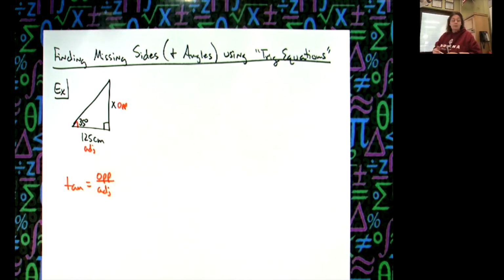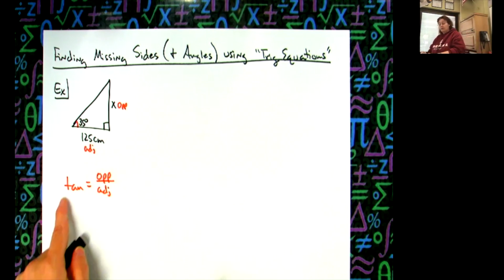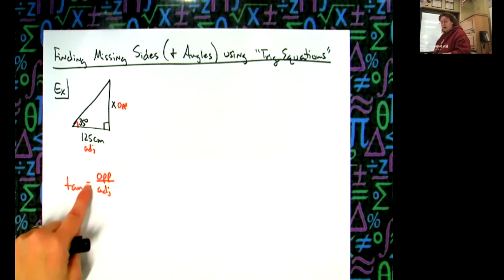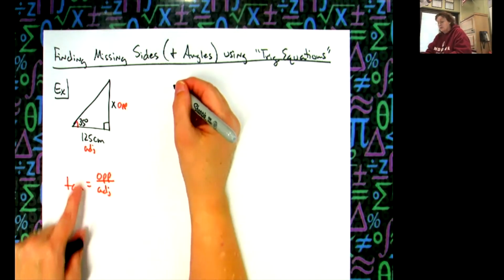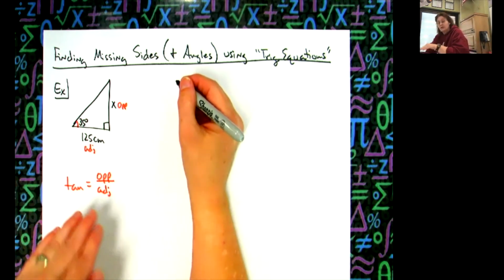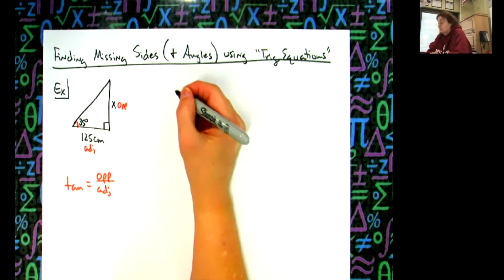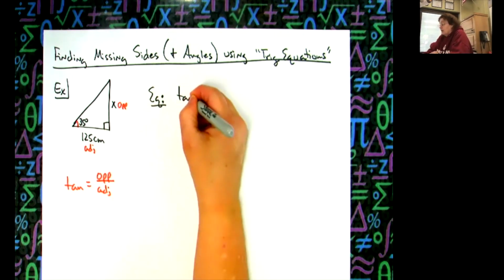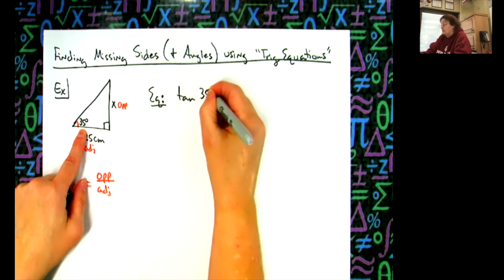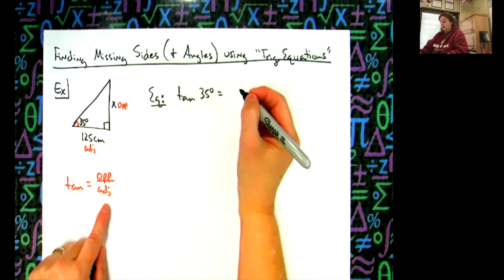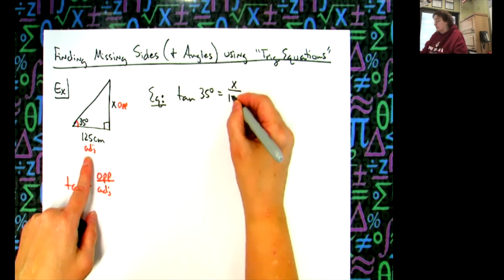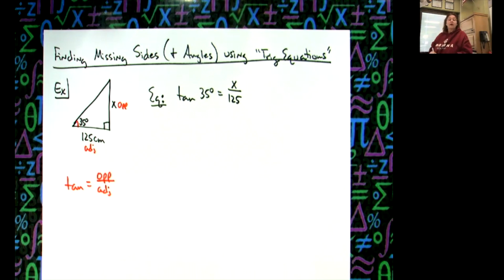Tangent is opposite over adjacent. This is just a little reminder of the formula, but I've got an equation. It's the tangent of how many degrees, because whenever you use tangent, sine, or cosine, you've got to have a degree in there. So when I write my equation, I'm going to have the tangent of the angle they give me is equal to opposite over adjacent. My opposite side is X, and my adjacent side is 125. As soon as I have a trig equation like that, I can work it out.